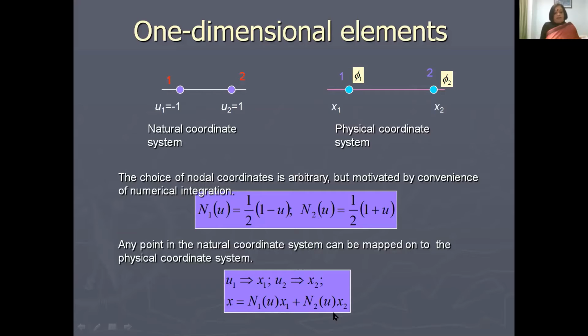If you look at this, you can figure out that u1 maps onto x1. Can you check that quickly? With this function, does u1 map onto x1 and u2 map onto x2?